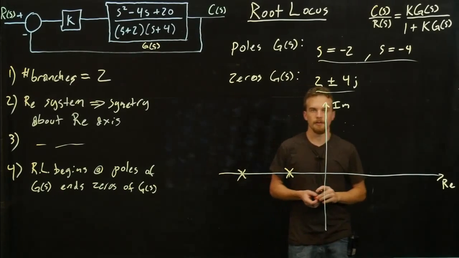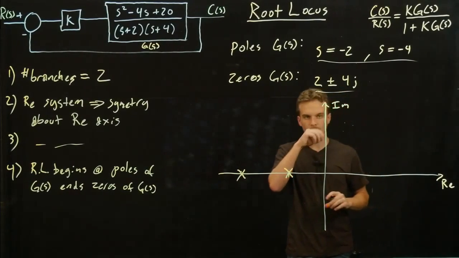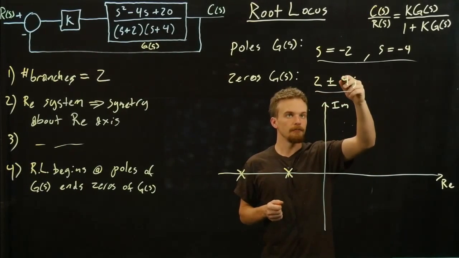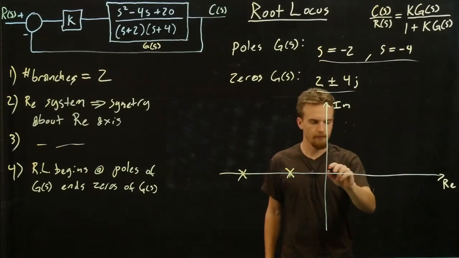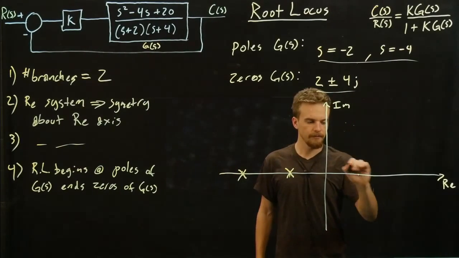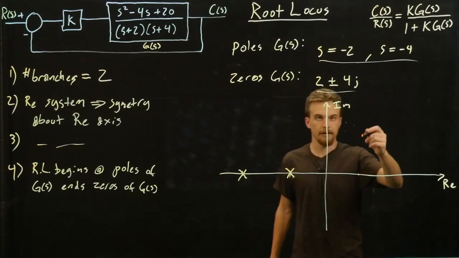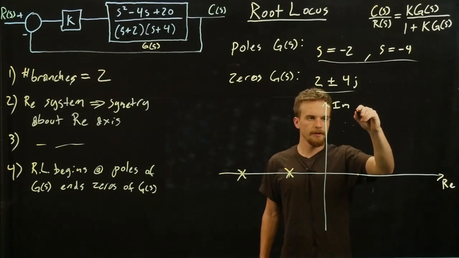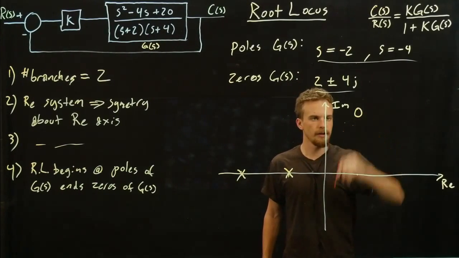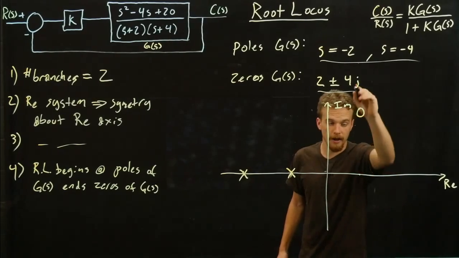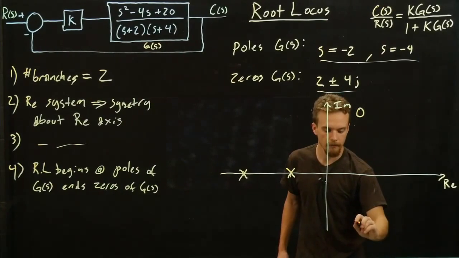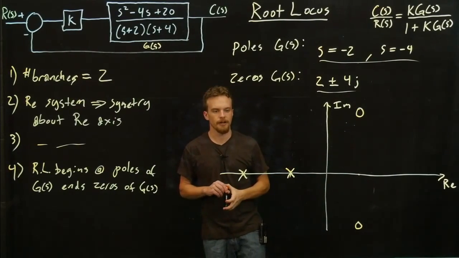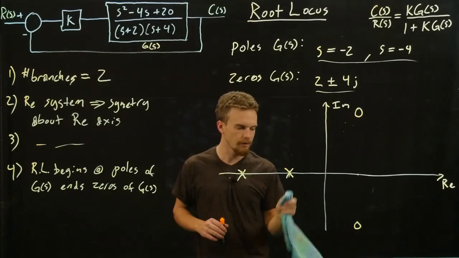And let's also plot the zeros. We have complex values here. We'll have a real component of 2, let's say it's about here. And then there's 2 values here, 2 plus 4j and 2 minus 4j. So we'll go up to plus 4j. We denote zeros by a little circle. And we do its complex conjugate down here. Okay, so now we have our starting and ending points. Let's see if we can get anything else from our rules.